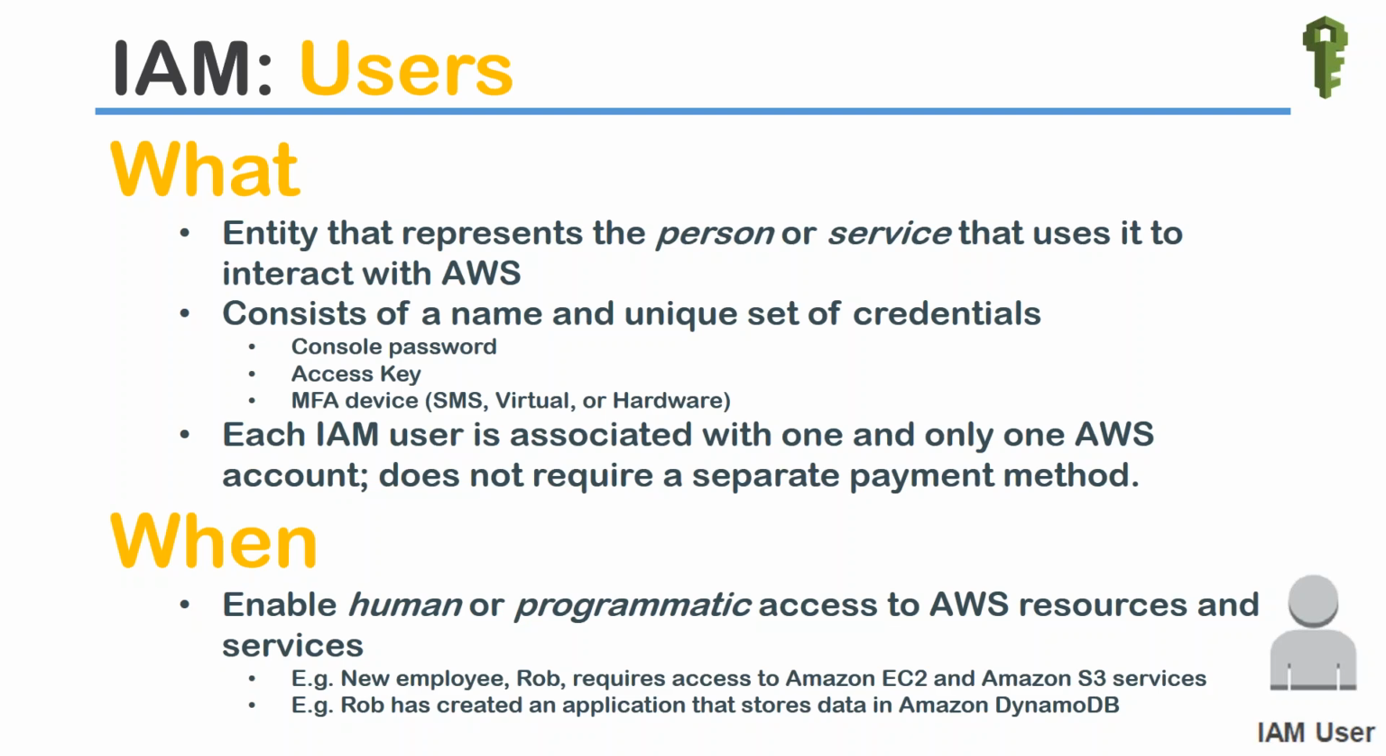And when you want a human or a programmatic access to be given to your cloud, then you will go ahead and create one. So for example, there are a couple of examples listed here. Say there's a new employee, Bob, requiring access to EC2 or S3, then you could go ahead and create a role or a user ID for Bob. And if Bob has created an application that stores data in DynamoDB, then you will create a role for Bob or DynamoDB so that DynamoDB can interact with other services. So that is when you will use IAM users.